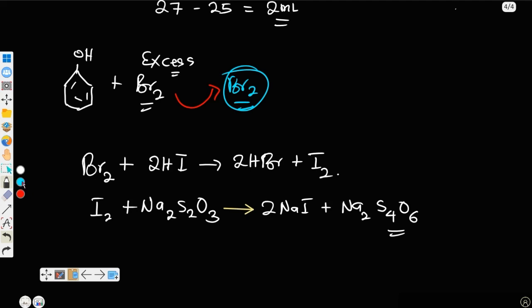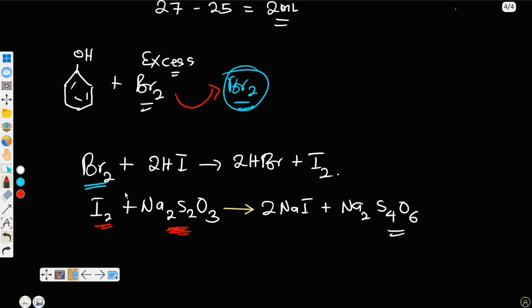So to get the amount of bromine that did not react, what you will actually do is to titrate the iodine with sodium thiosulfate. That is how you get the amount of bromine that did not react. Titrate iodine with what? Sodium thiosulfate. Is that okay? To get the amount of bromine that did not react, titrate iodine with sodium thiosulfate, because the iodine represents bromine in this case. So anything you get for iodine is still the same thing as what is present there for bromine. Is that fine?